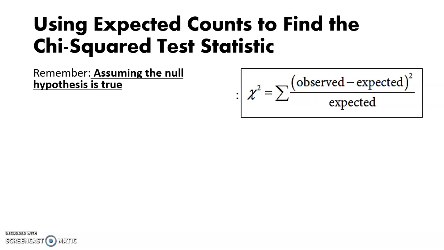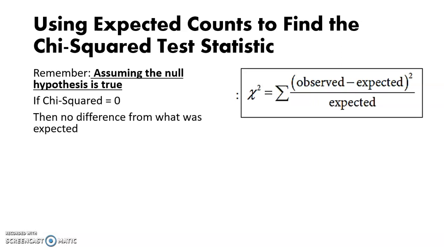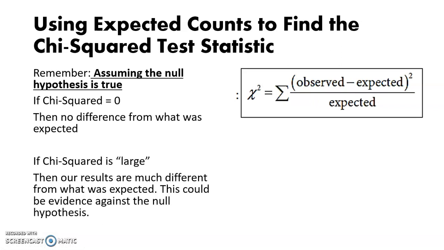So remember, assuming that the null hypothesis is true, this is all based on the idea that the expected values are what we think they are. If chi-squared equals 0, then there's no difference from what was expected. So we would put those in there. If our chi-squared value is large, then that means our result is a lot different from what we expected, and that could possibly be evidence against that null hypothesis. So remember, observed minus expected squared divided by expected, and this is on your formula sheet.